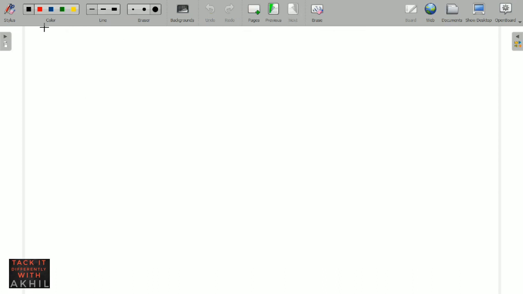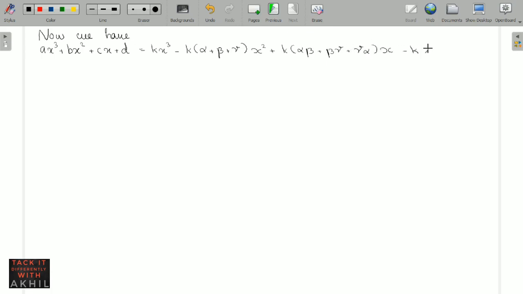Now let us compare them. Okay, now we have ax cubed plus bx squared plus cx plus d is equal to kx cubed minus k into alpha plus beta plus gamma into x squared plus k into alpha beta plus beta gamma plus gamma alpha into x minus k into alpha beta gamma. Now let us compare the coefficients of these two polynomials, that is compare the coefficients of x cubed, compare the coefficients of x squared, compare the coefficients of x and compare the constants.